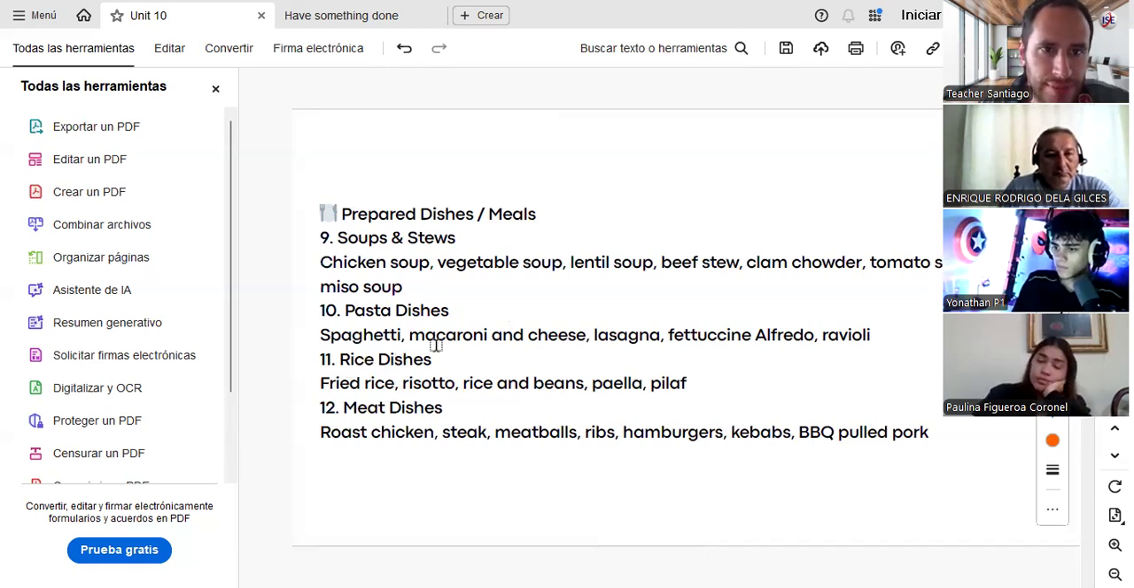Rice dishes, I mean dishes that use rice as the main ingredient, right? Fried rice, risotto, rice and beans, paella, pilaf, etc. And finally, we have meat dishes, dishes that use meat, right? Roast chicken, pollo frito. Steak is carne de res, right? Meatballs, bolas de carne. Ribs, costillitas, etc. This is just some food, some categories, and some examples of these categories.